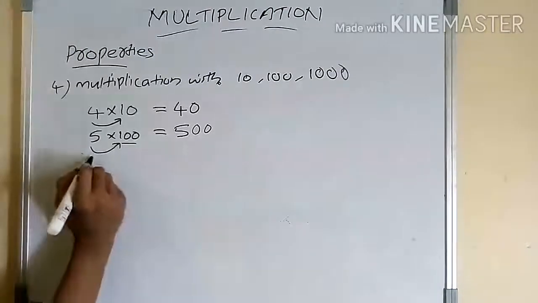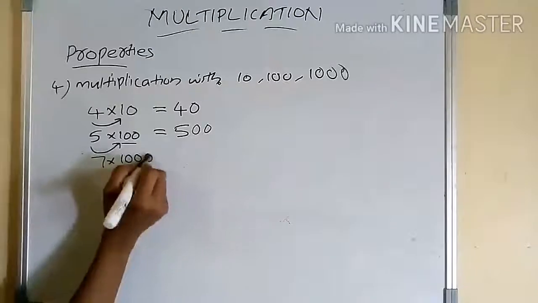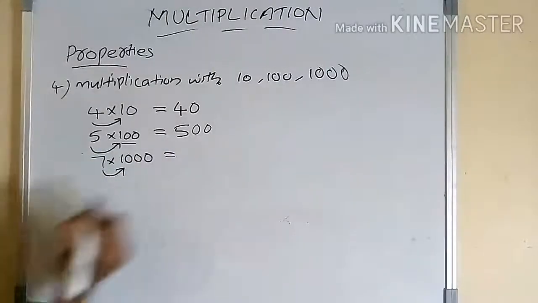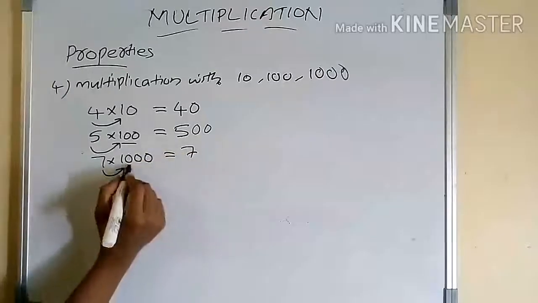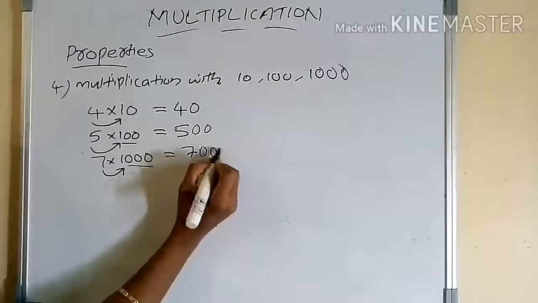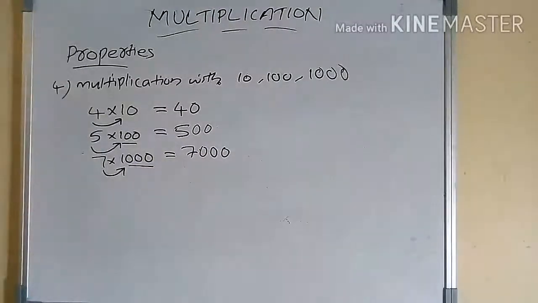Next, 7 into 1000. First we multiply 7 into 1. What is the answer? 7 into 1? 7. In 1000, how many zeros are there? 3 zeros. So put 3 zeros here. So what is the answer? 7 into 1000? 7000. Okay.